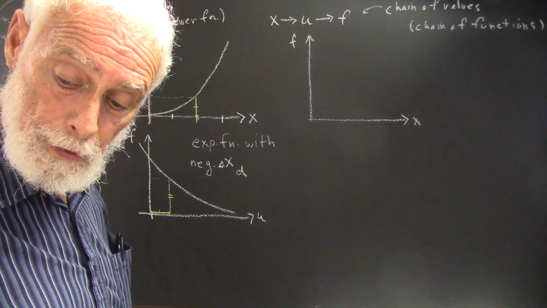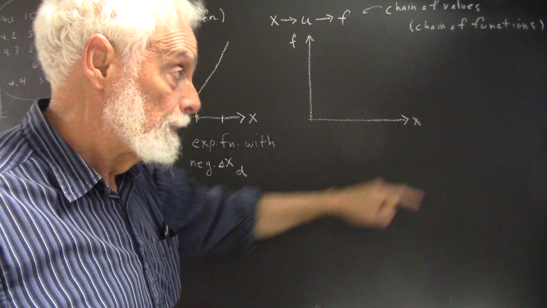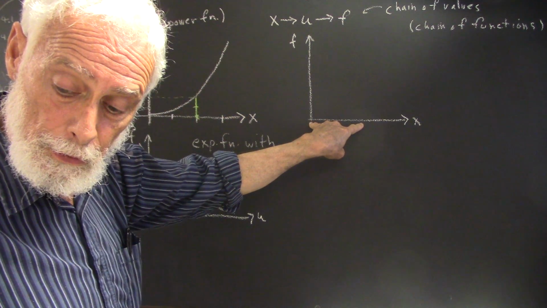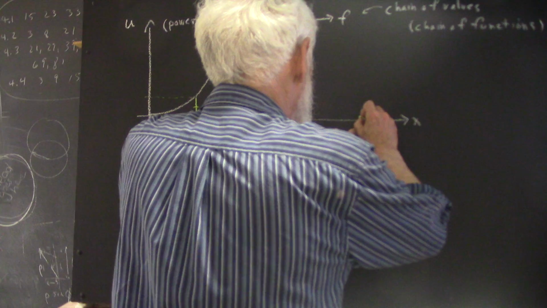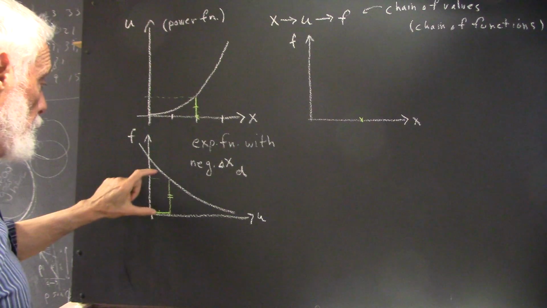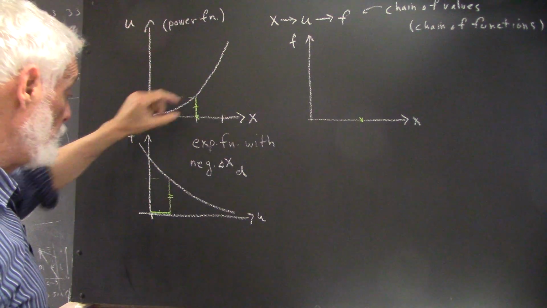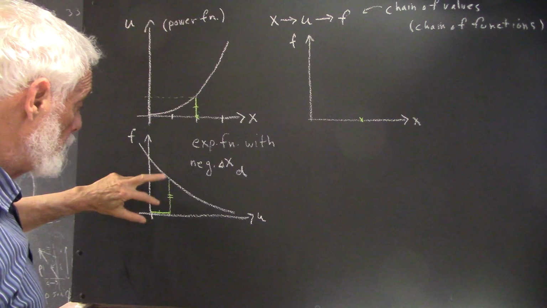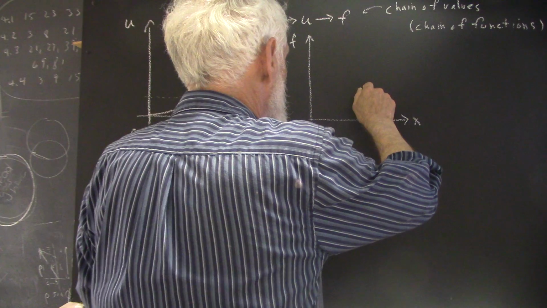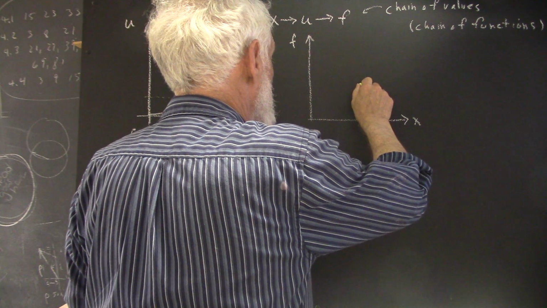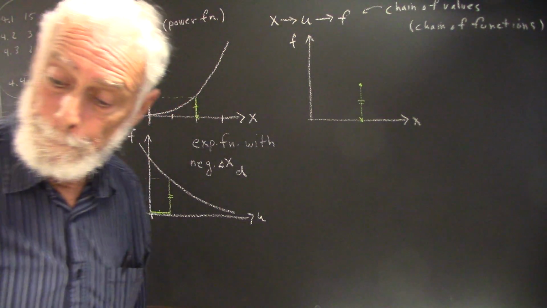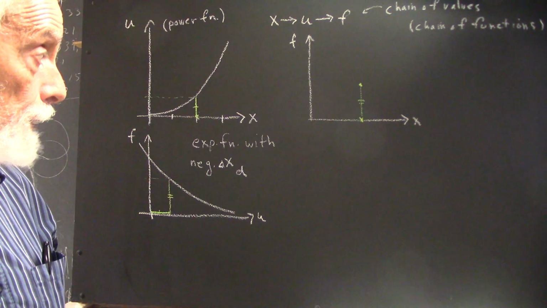Now, if I want to construct f versus x, I take this value of x and put it over here. So I'm going to do that. So here's my value of x, the same as the value of x that we started with here. And then I can take my value of f. I don't need the value of u. I already used that to find the value of f. Take my value of f, and I put it over here. I put a line segment of that length here, and I've got a point on my graph of f versus x.